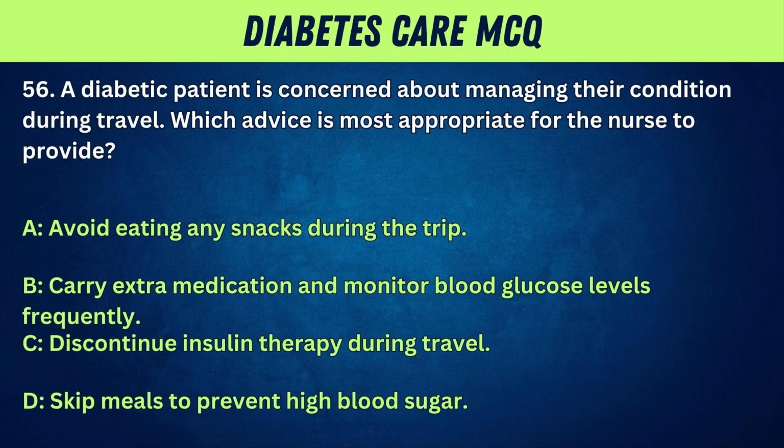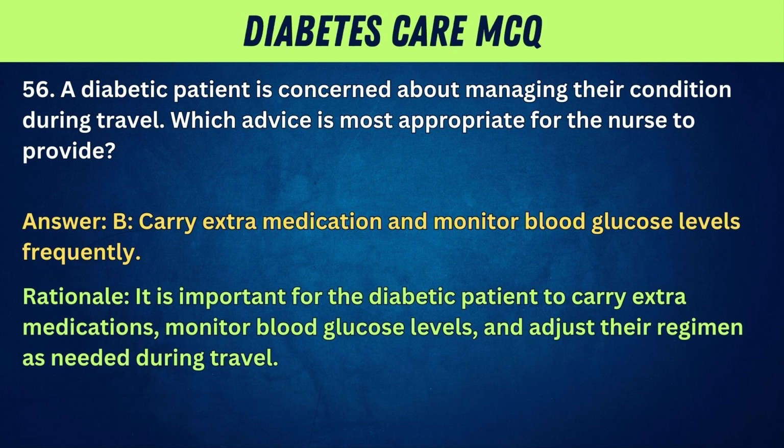56. A diabetic patient is concerned about managing their condition during travel. Which advice is most appropriate for the nurse to provide? A. Avoid eating any snacks during the trip. B. Carry extra medication and monitor blood glucose levels frequently. C. Discontinue insulin therapy during travel. D. Skip meals to prevent high blood sugar. Answer: B. Carry extra medication and monitor blood glucose levels frequently. Rationale: it is important for the diabetic patient to carry extra medications, monitor blood glucose levels, and adjust their regimen as needed during travel.